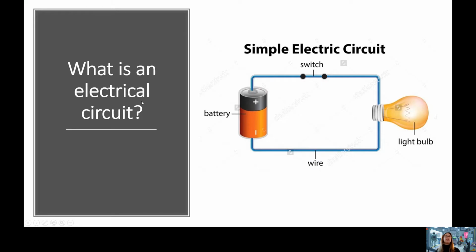What is an electrical circuit? An electrical circuit has a switch, a light bulb, a wire, and a battery. And if that switch is flipped open, then there's a gap and it's not a closed circuit. And what will happen to the light bulb? It will stop shining.